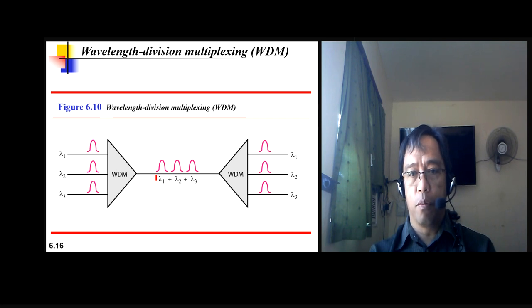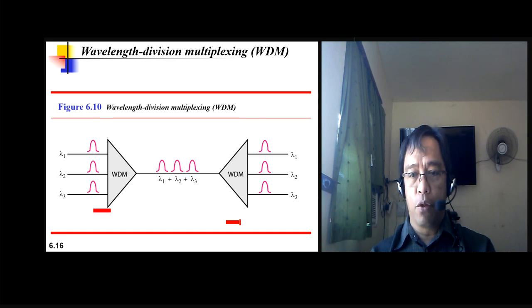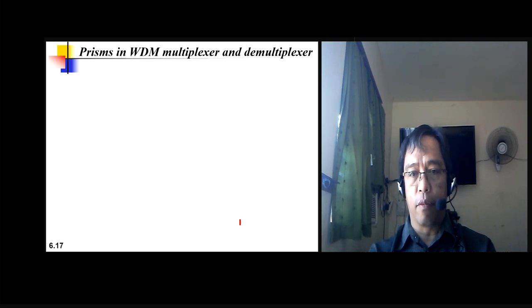Figure 6.10 gives a conceptual view of a WDM multiplexer and demultiplexer. Very narrow bands of light from different sources are combined to make a wider band of light. At the receiver, the signals are separated by the demultiplexer. Wavelength division multiplexing involves optical signals transmitted through fiber optic channels.